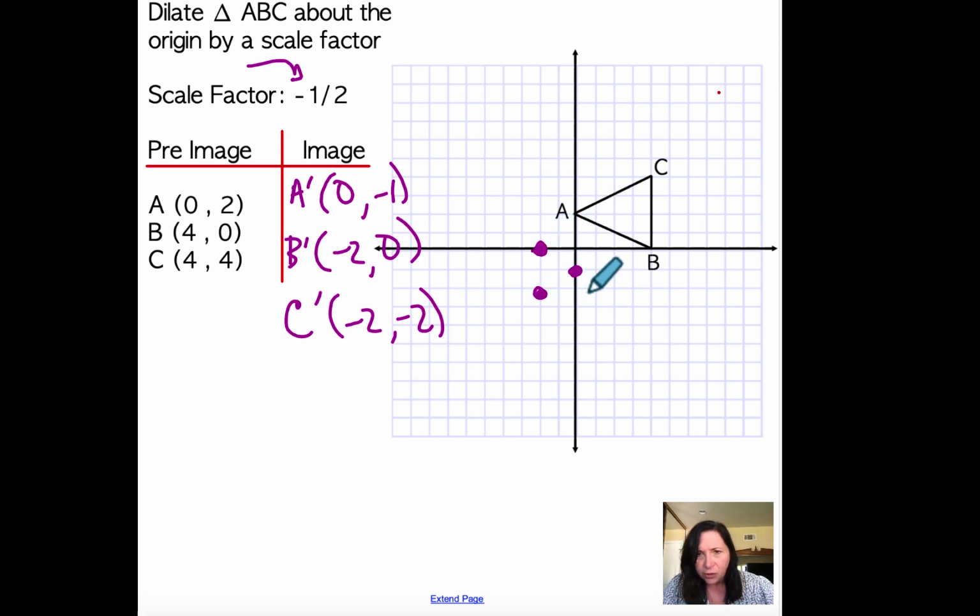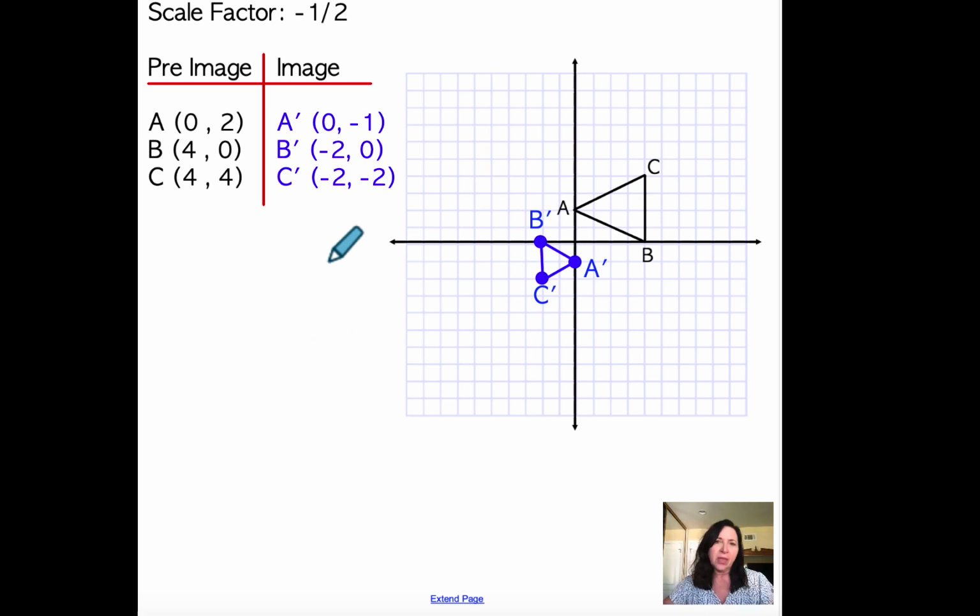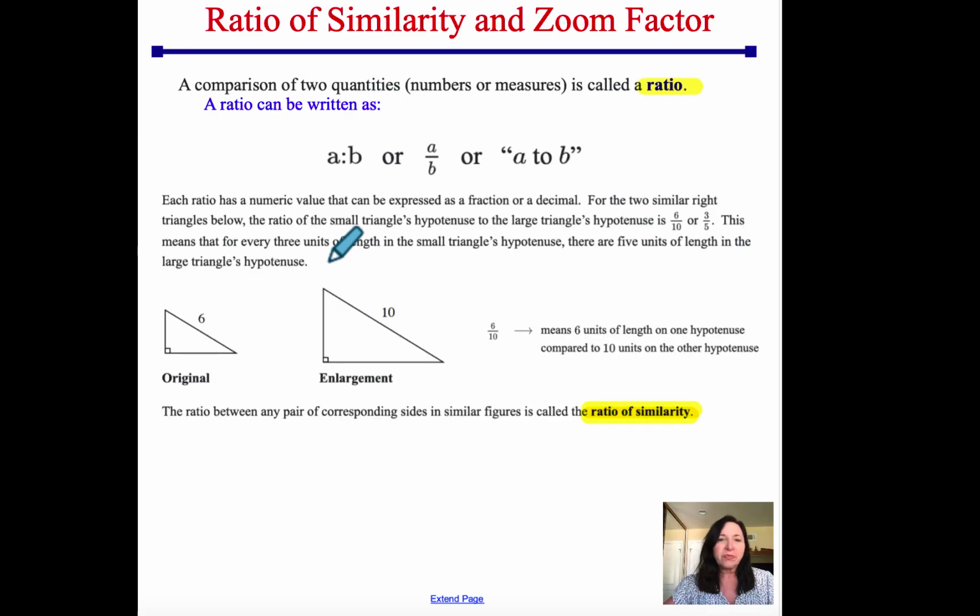So that, let's see, 0, -1 was here. That's A prime. B prime is here. And then C prime is here. So look what just happened, okay? What just happened was this A that was here is now down below. This B that was over here is now over here, okay? So it did actually rotate this, as well as reduce it. It was a reduction and a reflection as well, or a rotation as well.